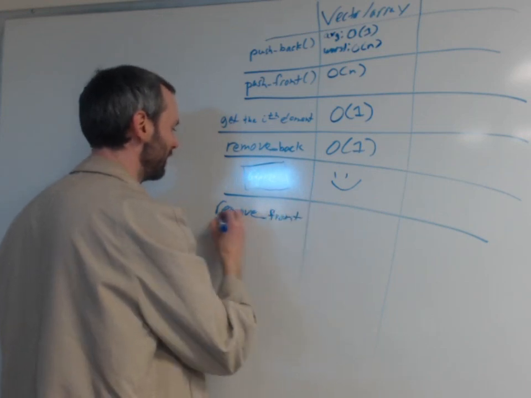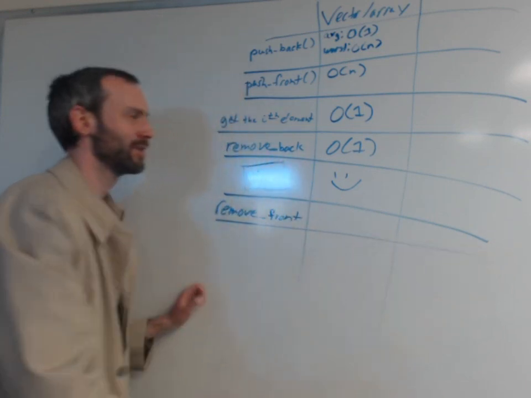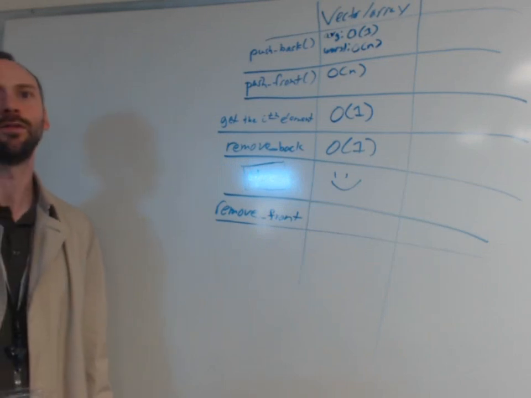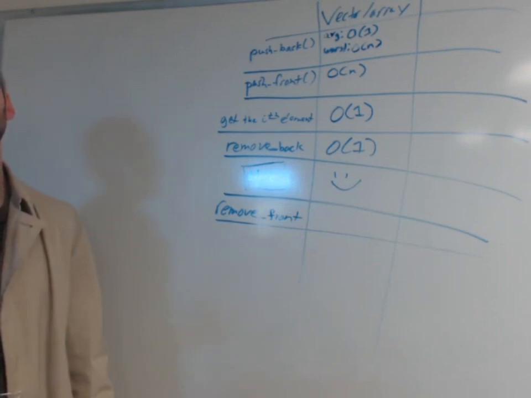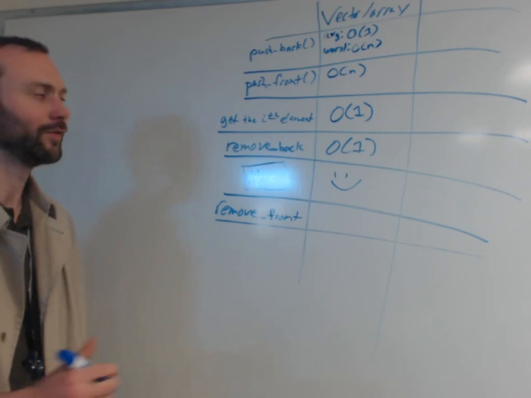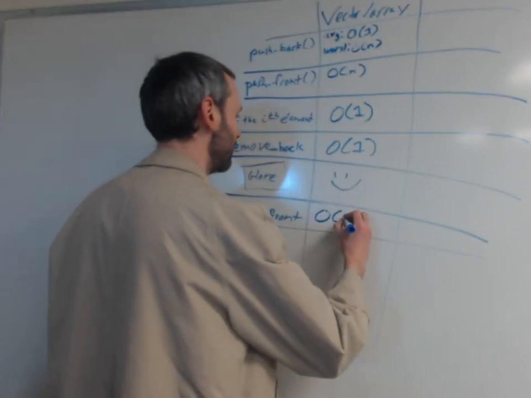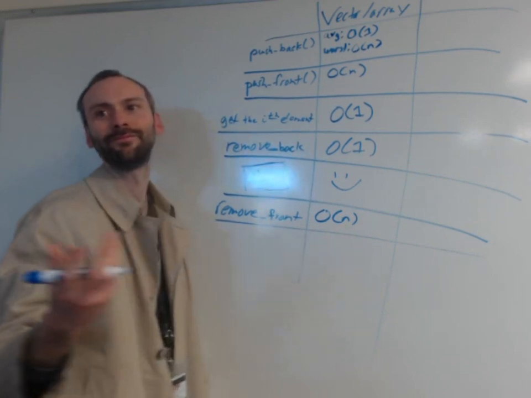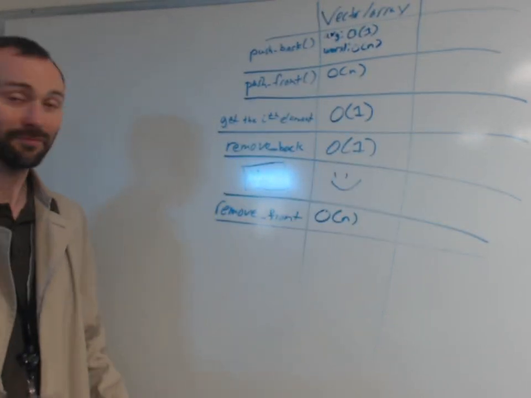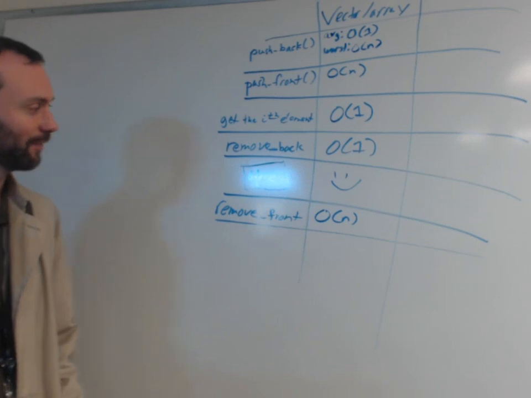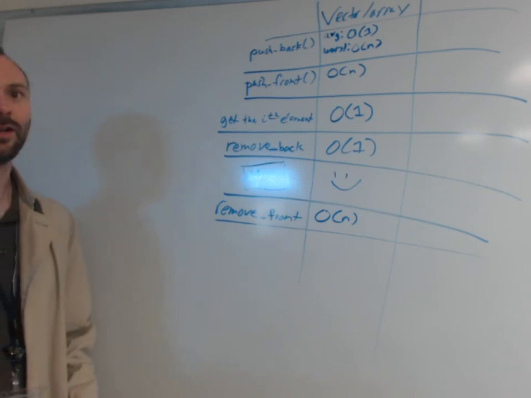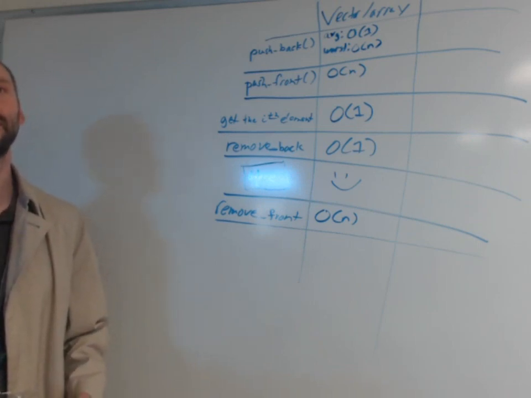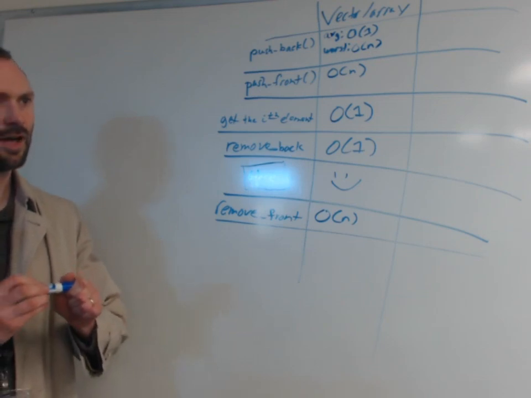Remove front. All right, you're going to remove the first element of the array. What is that? Is it ever O of 1? Well, yeah. It's O of n. If n was 1, then this would be correct. Right? Good catch, though. N represents the number of elements. Yeah, n is equal to the number of elements in the array.